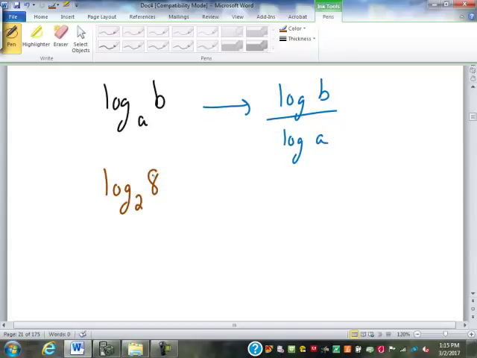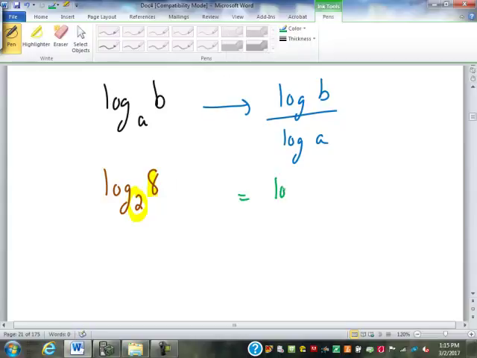I know the answer of that has to be 3, because remember, what the log is asking me is 2 to what power equals 8? 2 to the third power equals 8. So I know that answer has to be 3. Does that make sense? Yeah, that base to what power equals that number.